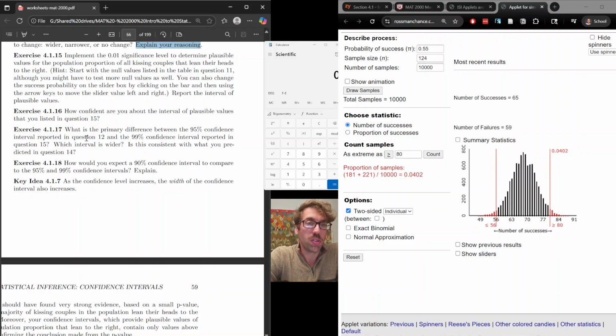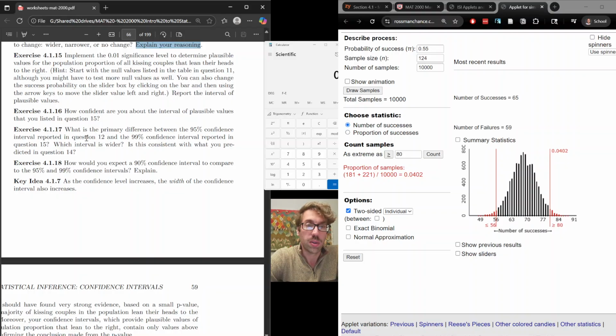Number 17, what is the primary difference between the 95% confidence interval reported in question 12 and the 99% confidence interval reported in question 15? Which interval is wider? Is this consistent with what you predicted in question 14? So go ahead and answer those questions. Once you've done these calculations, those questions shouldn't be too hard. 18. How would you expect a 90% confidence interval to compare to 95 and 99% confidence intervals?